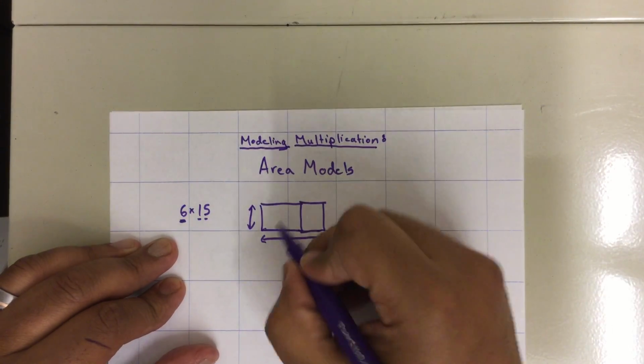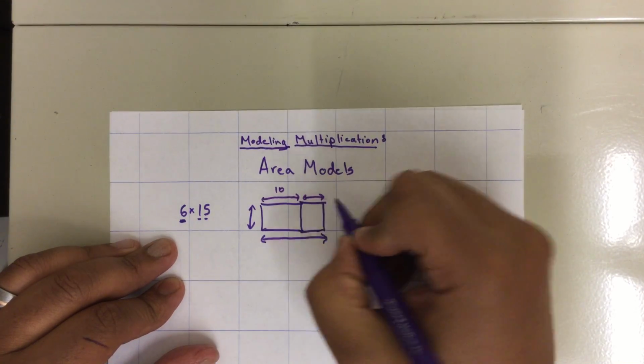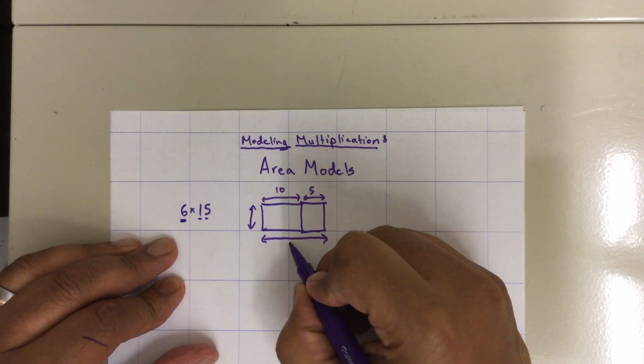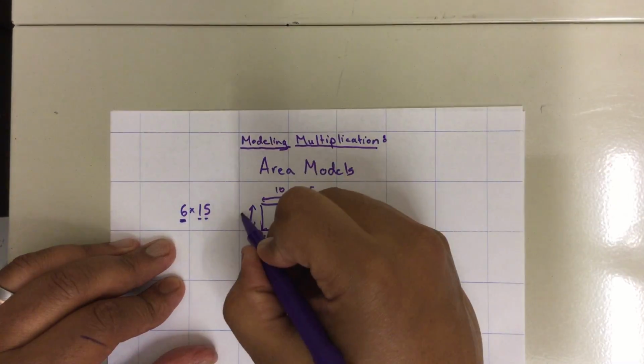We could call this side from here to here 10, and this side from here to here 5, and all together that would be a 15. This side, since it's not broken into chunks, is just a 6.